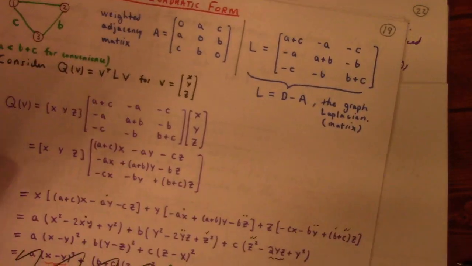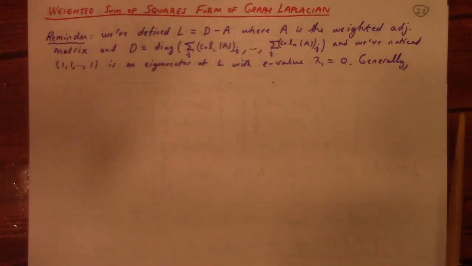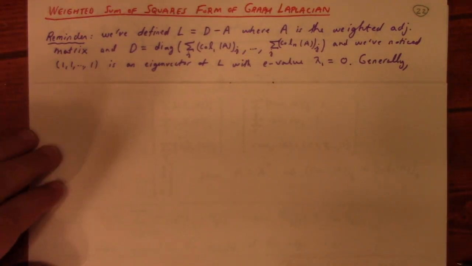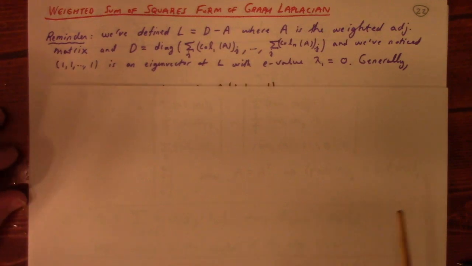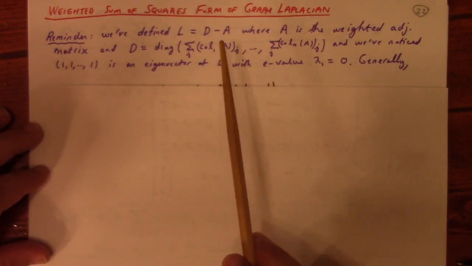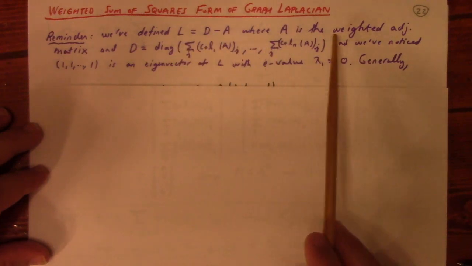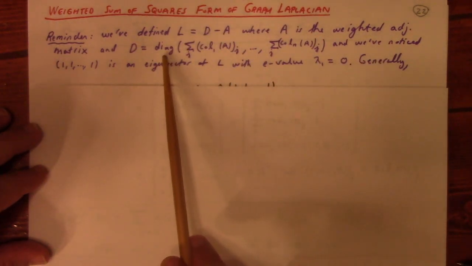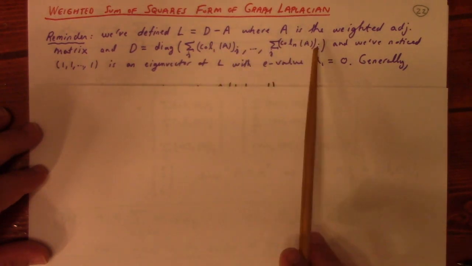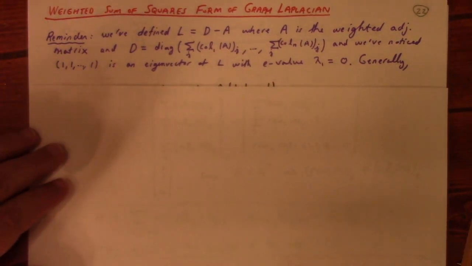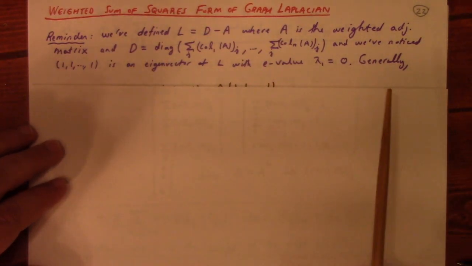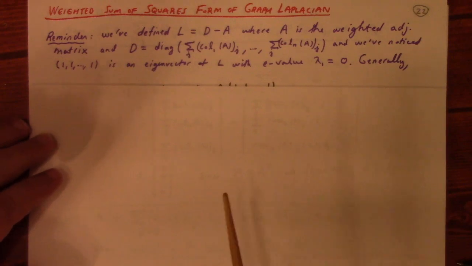It's not really surprising. And in fact, that is actually how Spielman defines the graph Laplacian at some point. But I want to derive it, so I'm going to do that. Because we've defined the graph Laplacian as D minus A, where A is the weighted adjacency matrix, and we have D as the diagonal of the column sums, or you could use row sums. And we've noticed that 1, 1, 1, 1, 1 is an eigenvector of L with eigenvalue lambda 1 equals 0, and that is not just true for our examples, it's generally true.